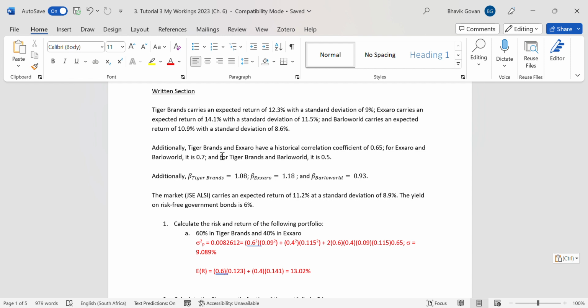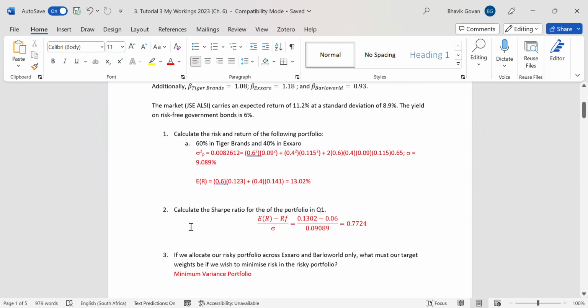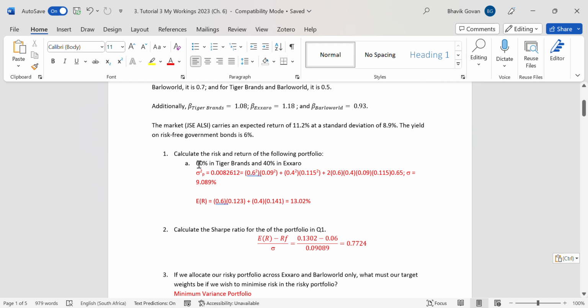So just take note of all that information. Definitely keep it right in front of you as we solve the following questions. Calculate the risk and return of the following portfolio. So we've got 60% in Tiger Brands and 40% in Exaro.